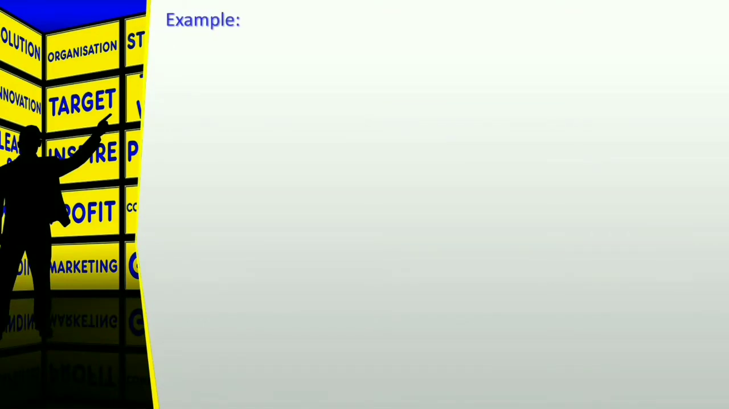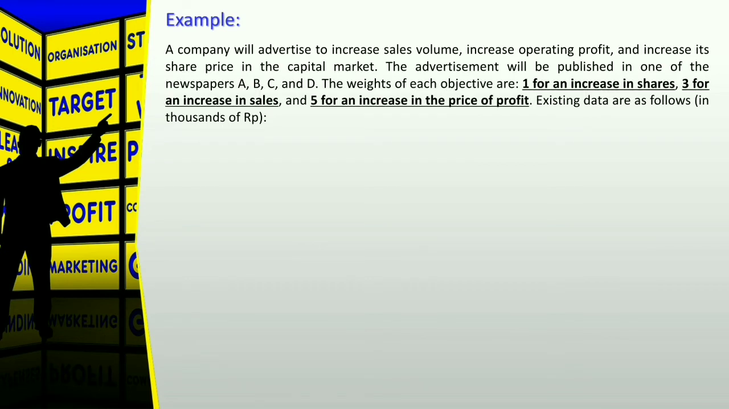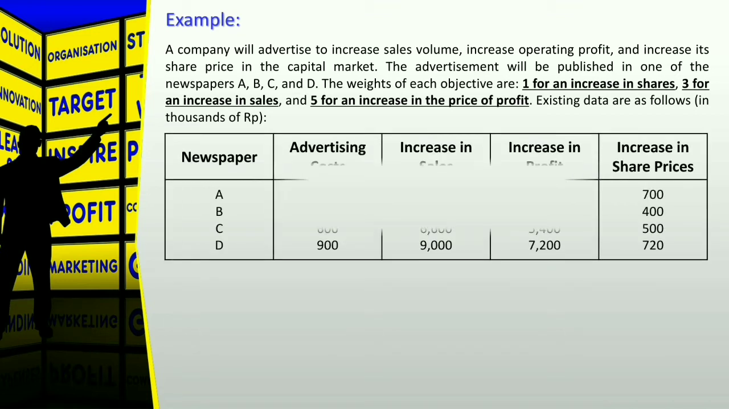This is an example of multiple purpose decision making. A company will advertise to increase sales volume, increase operating profit, and increase its share price in the capital market. The advertisement will be published in one of the newspapers A, B, C, and D. The weights of its objectives are 1 for an increase in shares, 3 for an increase in sales, and 5 for an increase in profit. Existing data are as follows, in thousands of rupiahs.